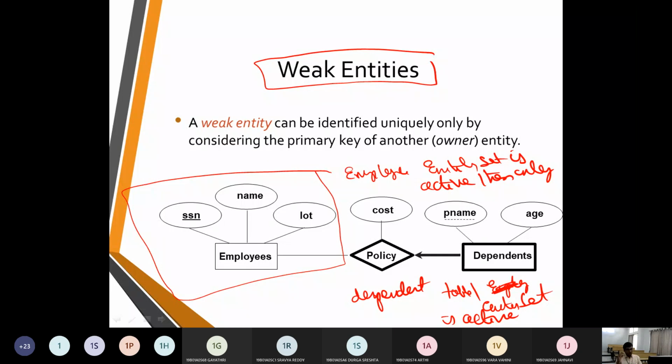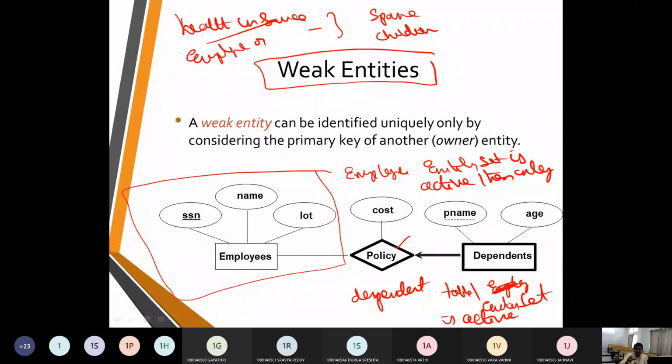Now let me put it like this. Assume I am an employee of this college. As an employee of the college, they gave me a health insurance policy. Why did they give me health insurance? Because I am an employee of this college. Health insurance will be given not only to me, it can be given to my dependents also. Who are my dependents? My spouse and my children.